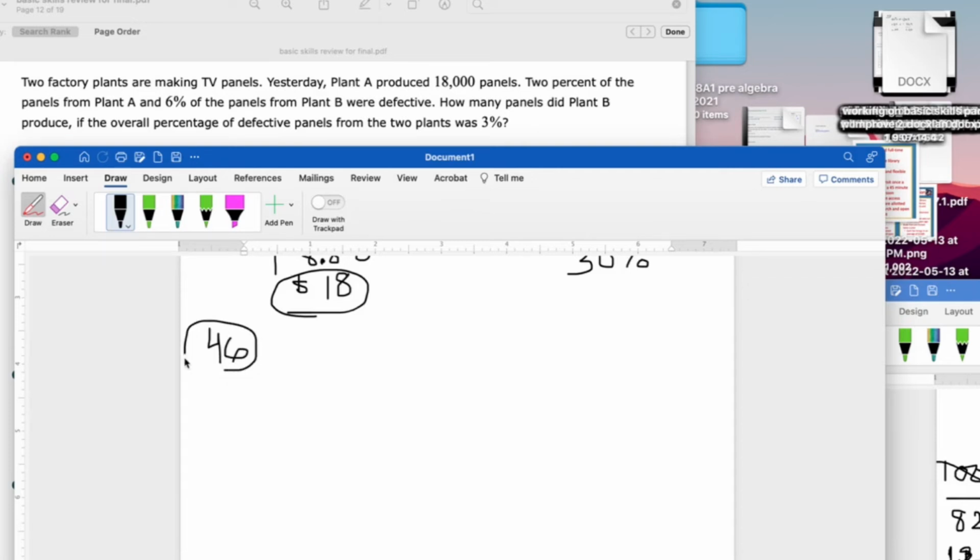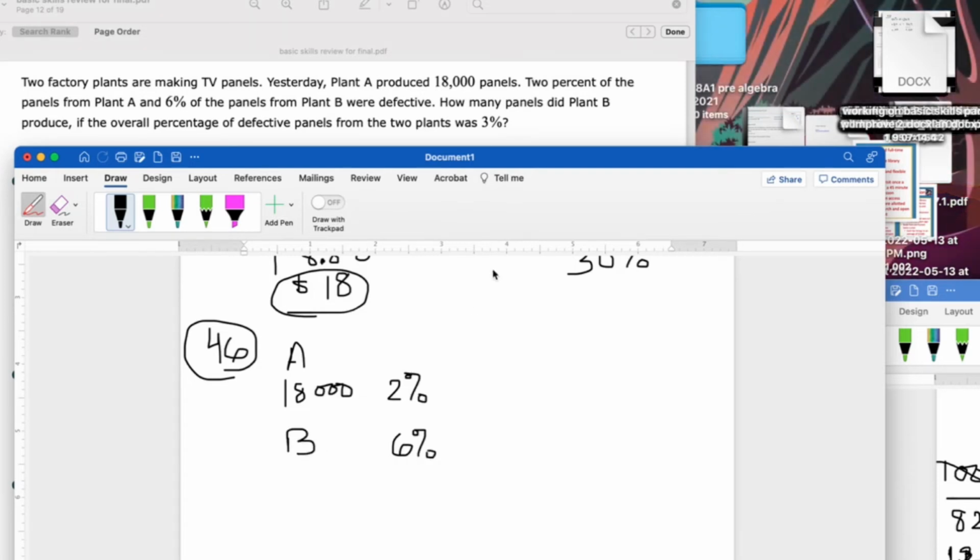Problem number 46. Yesterday, plant A produced 18,000 panels. And 2% of the panels from plant A and 6% of the panels from plant B were defective. How many panels did plant B produce if the overall percentage of defective panels from the 2 plants was 3%?